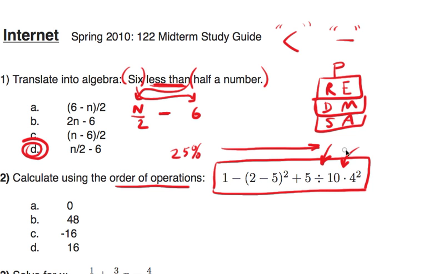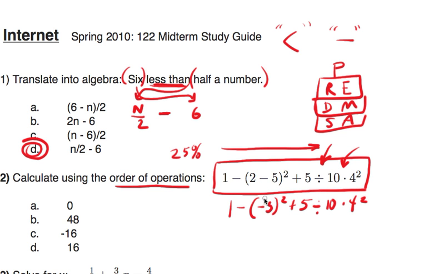Now I want to get after this problem. We're going to follow the order of operations, which means we do the parentheses first. And I'm going to get 2 minus 5, or negative 3, that's being squared. I'm adding 5 to that, dividing it by 10, and multiplying by 4 squared. Notice I didn't try to make too many moves here. I just made one move.